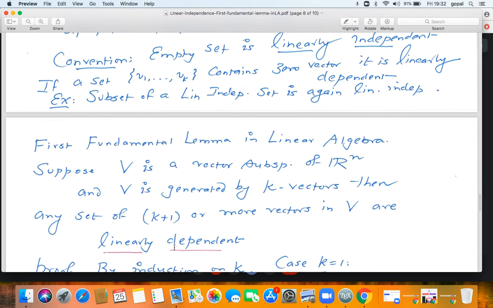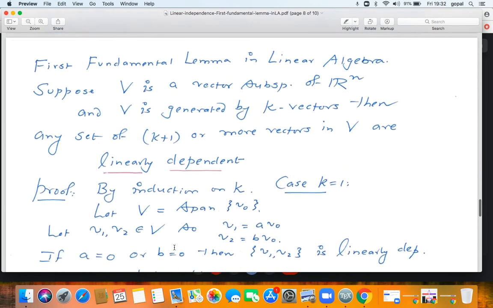Now, we are going to prove the first fundamental lemma in linear algebra. This is one of the most important and most foundational results in linear algebra. Everything that we do will depend upon this. Before you study the statement and the proof of this theorem, you must go back and revise linear independence, linear dependence, and linear combinations properly, because everything will depend upon these concepts.